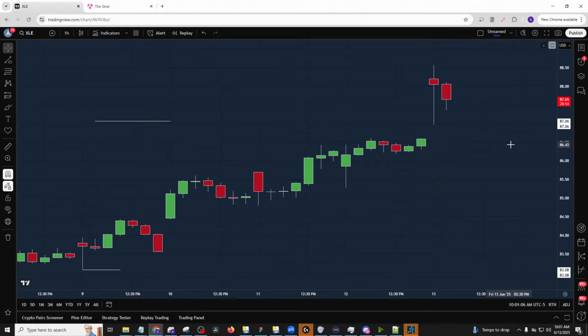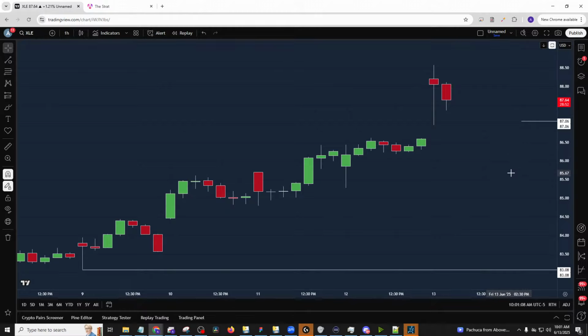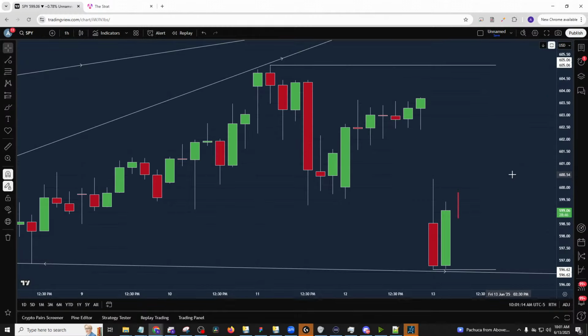Energy, still a lot of inside 60 in all the energies. So you have 60 simultaneous break across pretty much the whole market, setting up for the next 60-minute bar. So watch out.